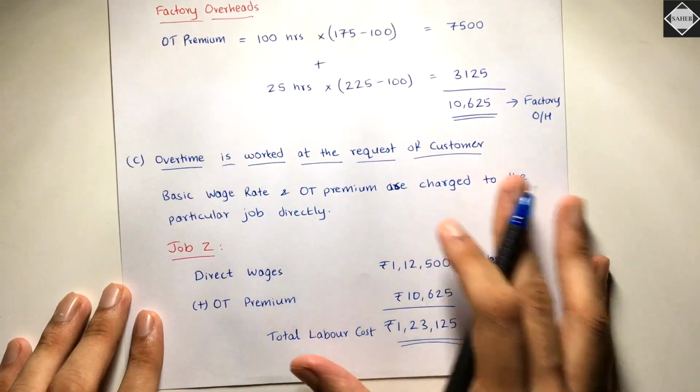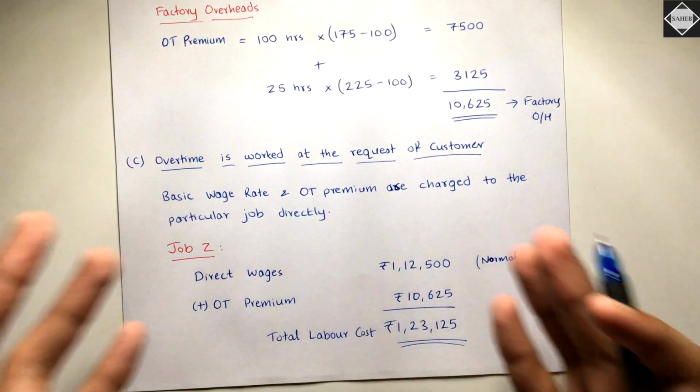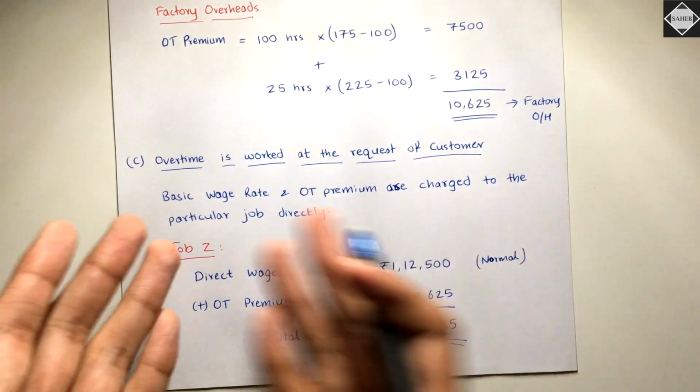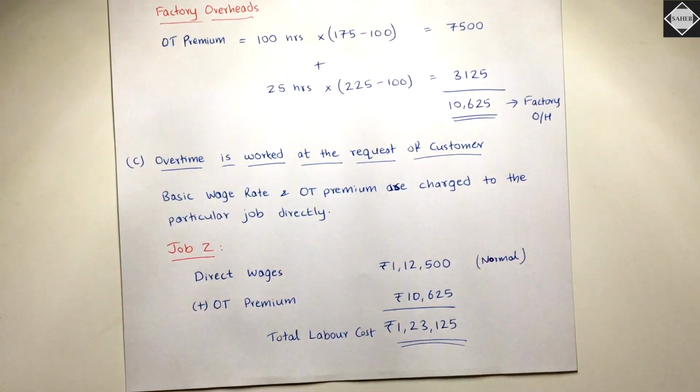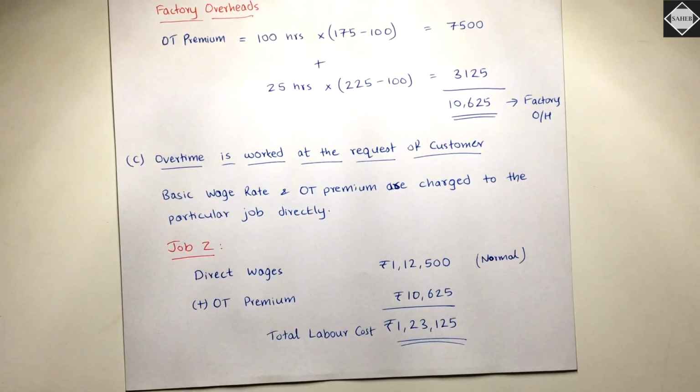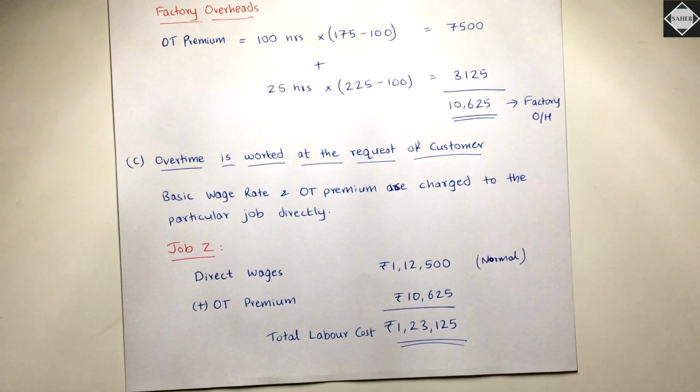And in case 3, here the OT is because of the customer, at the request of the customer, the overtime is worked, so everything will be charged to the job of the customer. Is that clear? Simple and straightforward. I hope you have understood this.